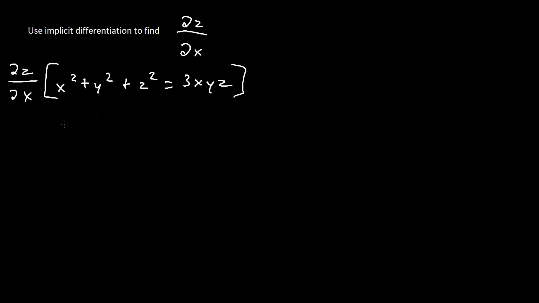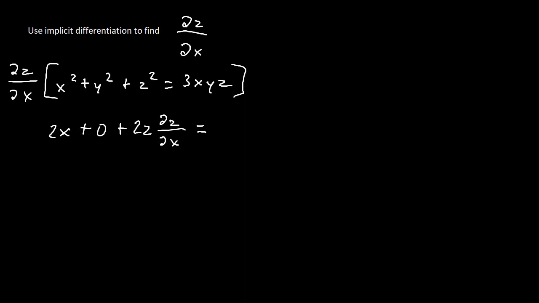So derivative of x squared is always just 2x. y squared is a constant, so derivative of y squared is 0. And then plus derivative of z squared. So once again, it's going to be 2z multiplied by the partial derivative of z with respect to x. And so that is going to equal the derivative of 3xyz.